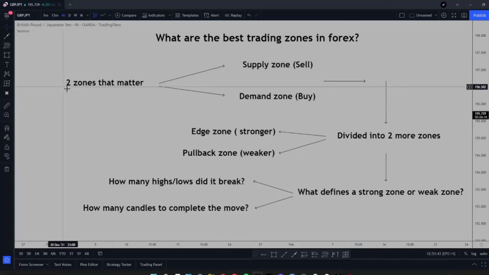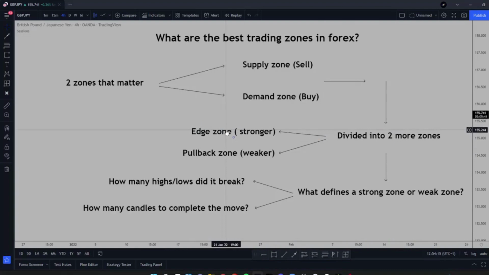There are two zones that matter in trading. Zone number one would be the supply zone, and a supply zone is basically a sell zone. And zone number two, which is equally important, so both could be number one, is the demand zone, which is basically a buy zone. We're going to be looking to buy at demand zones, and we're going to be looking to sell at supply zones. These two zones can be divided into two more zones.